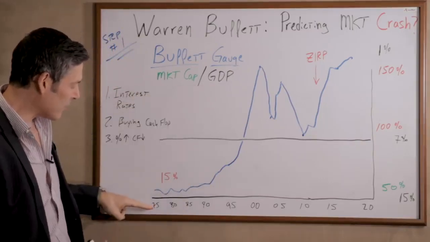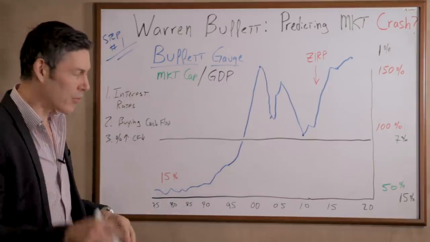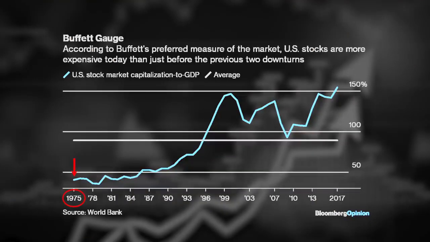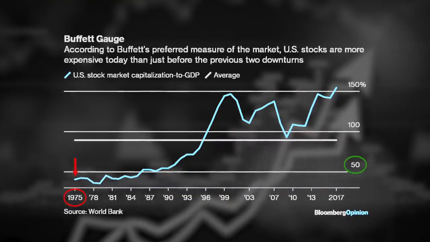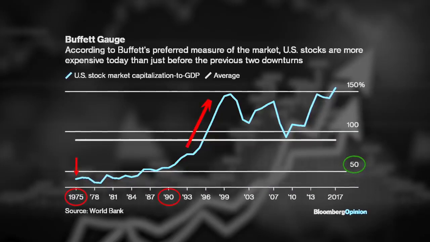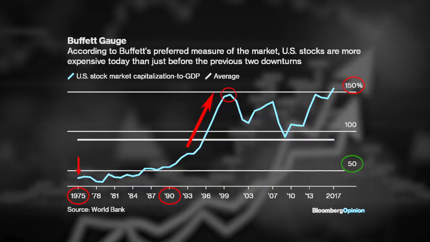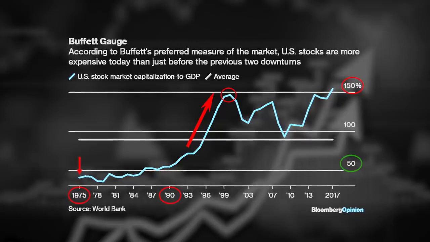There's a chart going back to 1975. Editor will throw that up on the screen right now. In 1975, the market cap was under 50% of GDP. As we go through to the 90s, it just skyrockets all the way up till we get to the peak of the bubble in 2000, where we are at 150% of GDP. That's really a tough number to get your mind around.